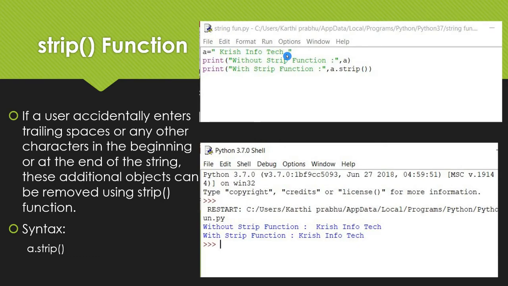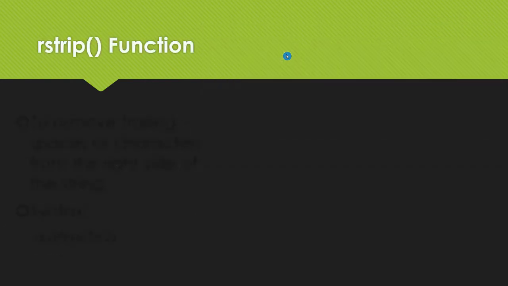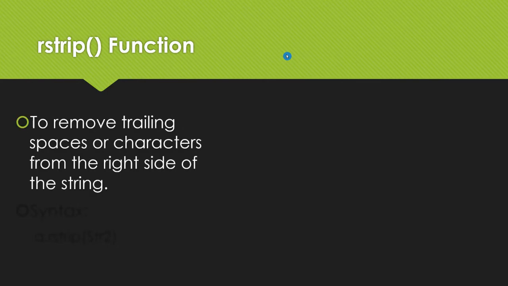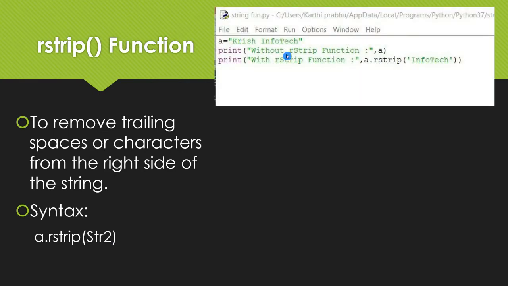One is used to remove the extra spaces at the right side of the text, and the other one is used to remove the extra spaces, extra characters at the left side of the text. So the first one is rstrip, which is used to remove the extra spaces or characters at the right side of the string. Syntax: a.rstrip(). Here I'm giving "infotech". Why am I giving infotech instead of using simple brackets? Because this particular string will be removed from the text entirely, so we'll get the output only as Krish.